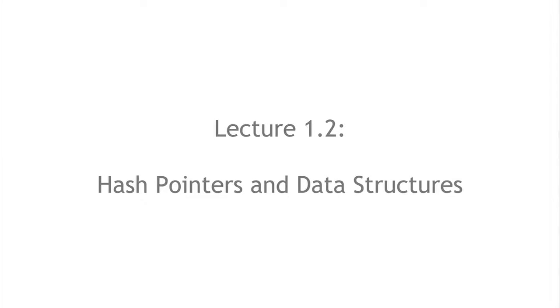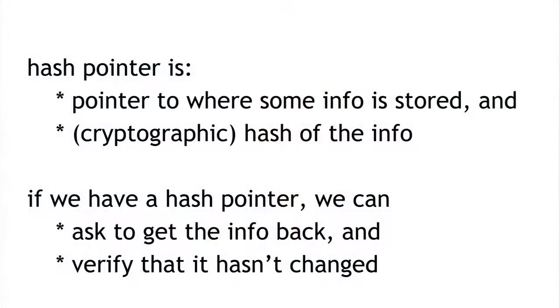In section 1.2, we're going to talk about hash pointers and their application. A hash pointer is a kind of data structure that turns out to be used a lot in the systems that we're talking about. And a hash pointer is basically a simple thing: we take a pointer to where some information is stored, and together with that pointer, we store a cryptographic hash of the information. So whereas a regular pointer gives you a way to retrieve the information, a hash pointer is going to let us ask to get the information back.